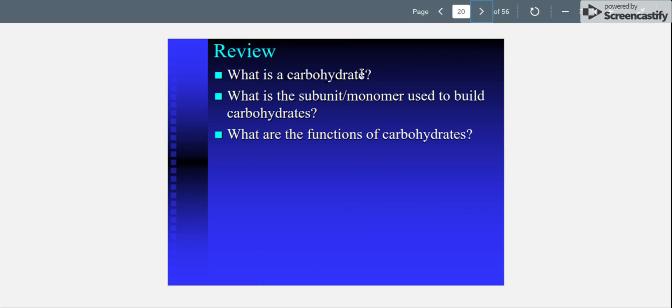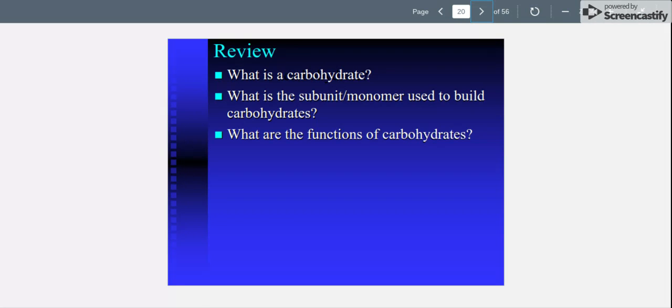Okay, so these are things to think about. What is a carbohydrate? What is a subunit or monomer used to build carbohydrates, and what are the functions? Okay? So when we're looking at what is a carbohydrate, we're thinking carbon, hydrogen, and oxygen, in a 1:2:1 ratio. The subunits are monosaccharides, the most common of which is glucose.